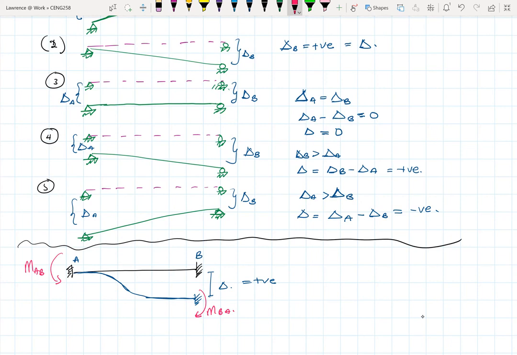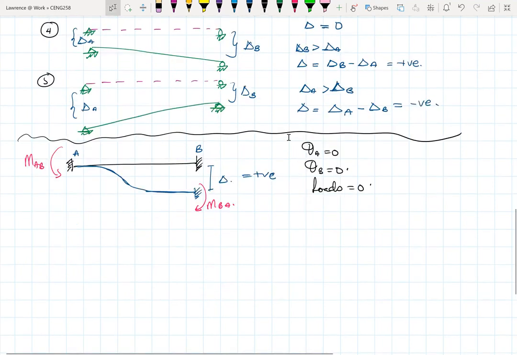The idea is the same as that of the ones we did last 2 weeks. Here, your theta A will be 0. This delta here is just the relative delta, so let's just take it off. Your theta B will also be 0, and again, there are no loads, so this is 0. Based on that, we can easily see how we can find MAB and MBA.